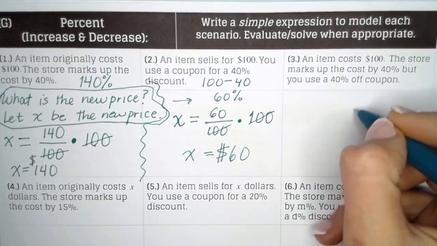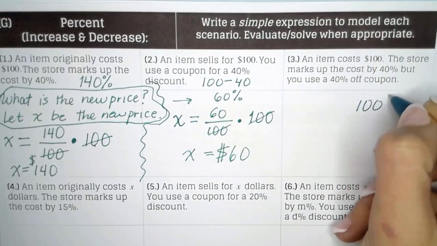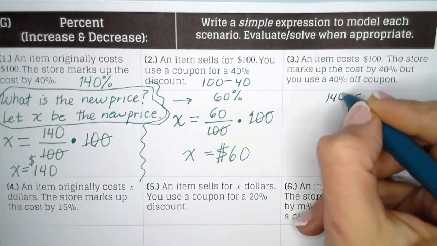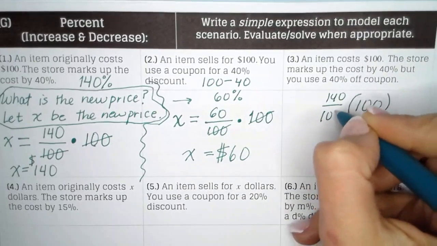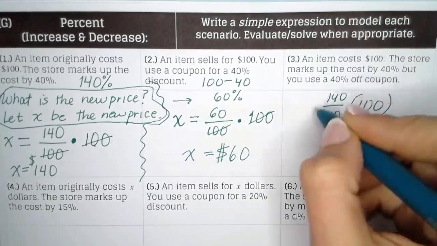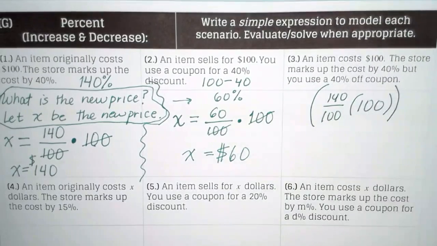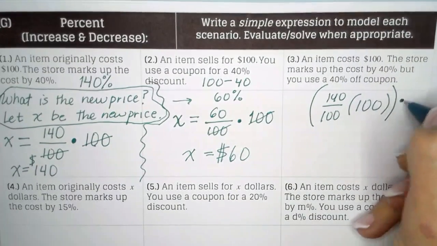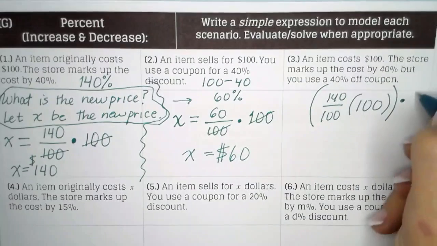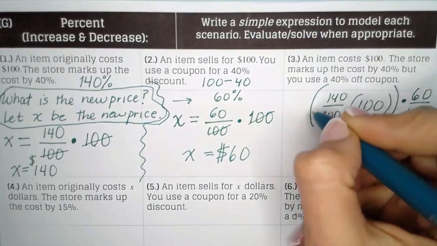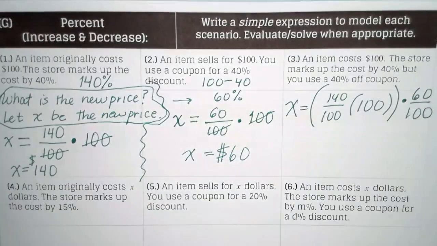So the original price was 100. They marked it up first. So what can I multiply by to mark this up? Well, I'm going to make it 140 over 100. I promise it's easier in the end. Whatever that is. In this case, it's easy. It's 140. But that's the new price. Then you have your discount coupon. What do I multiply that by? 40% off, so 60% of it. I'm going to put it over here. And that equals the new price.